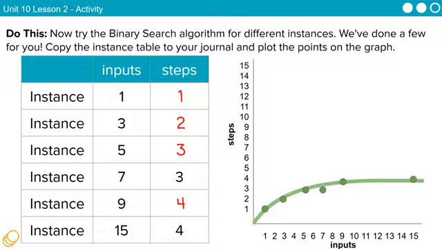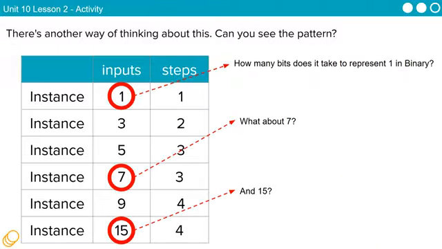So as the number of inputs increases to a super large number, my binary search can still find it relatively quick. What's important to know is the reason it's called binary search is because the number of bits that it takes to make the number of inputs that you have, that is the maximum number of searches that you would have to do. That is your worst case.